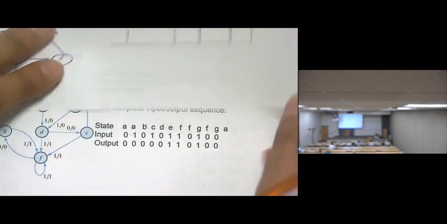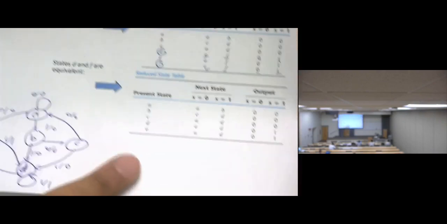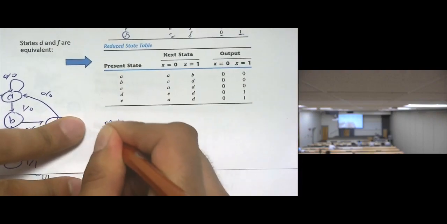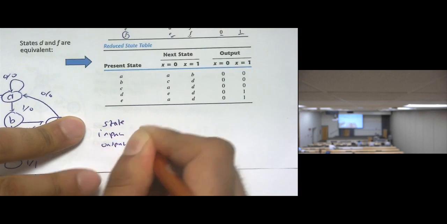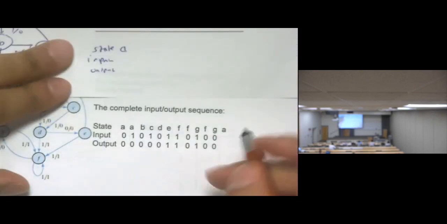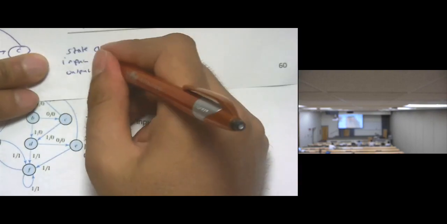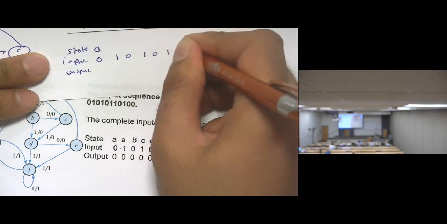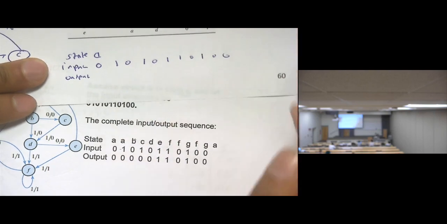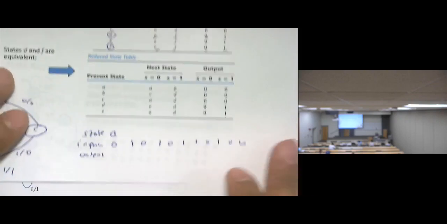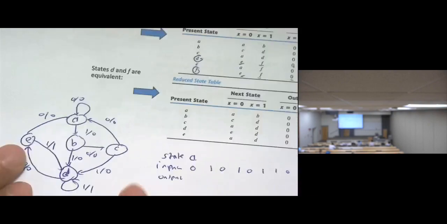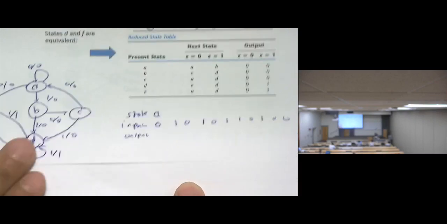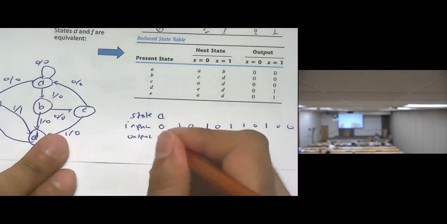How can we validate this? Let's apply the inputs here. Here are states, here are inputs, here are outputs. So the initial state was state A, and the input sequence, let me copy it, is 0, 1, 0, 1, 0, 1, 1, 0, 1, 0, 0. Okay. Now, I want to cover this, and I want to deal with this table. Then I want to find my final answer and compare it with the original table. Then we will see. Now, the input is 0, the output here is 0.